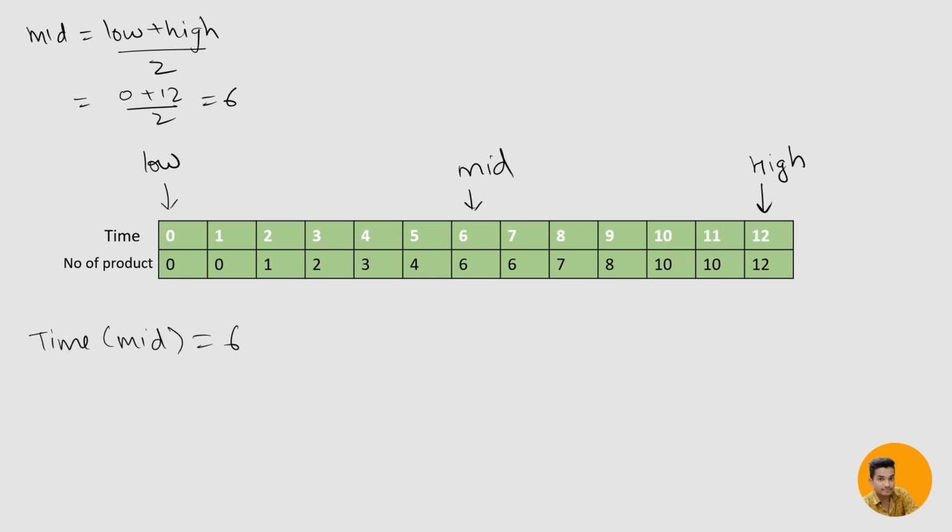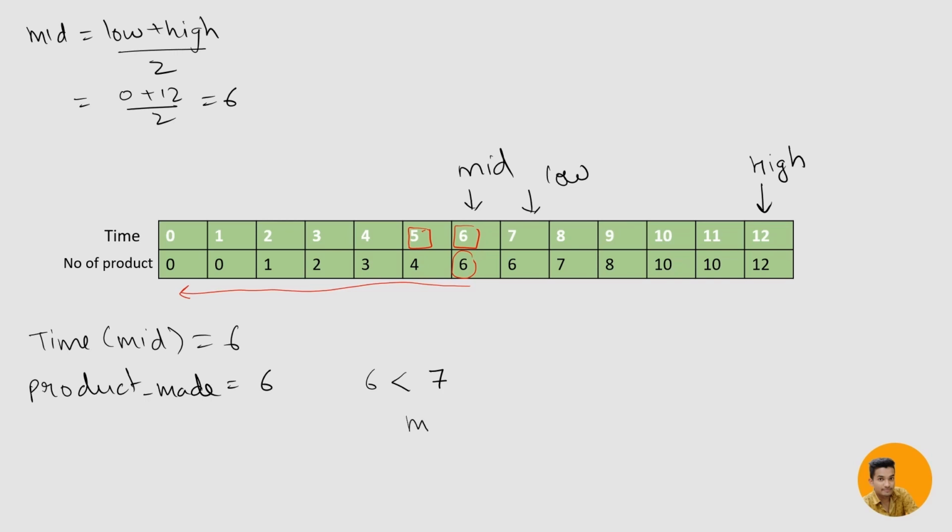And how many products can you make? So products made is 6. And how many products do we want? We want 7 products. So 6 is less than this. That means you don't require this part, because you can make at most 6 products at time 6. Then of course, in a lesser interval of time, you would make fewer products. So there is no point. Therefore, low will come over here.